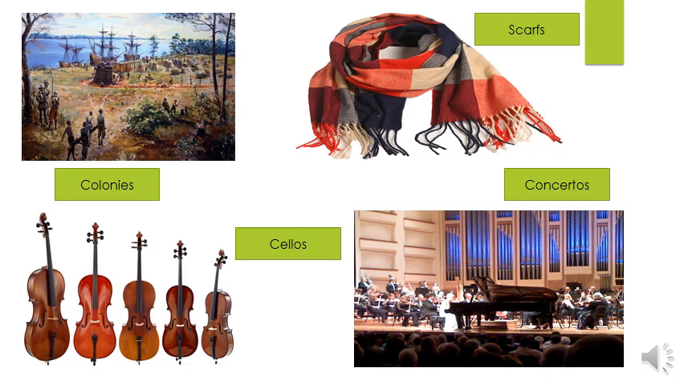A colony is, let's say, a territory under the immediate complete political control. It's a place which is controlled politically and occupied by settlers of another country. The second word is scarf, and the scarf is this thing that you are seeing now in the picture. Number 3 is cellos. A cello is a musical instrument. It's similar to a guitar, but it's much bigger. Concertos, as you can see in the picture, is a concert, a musical concert happening.